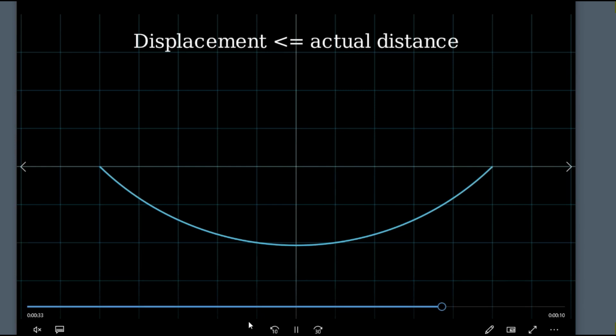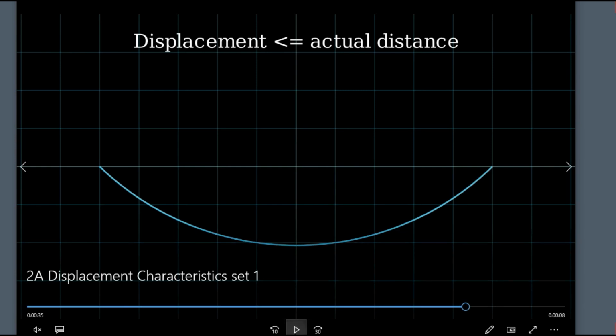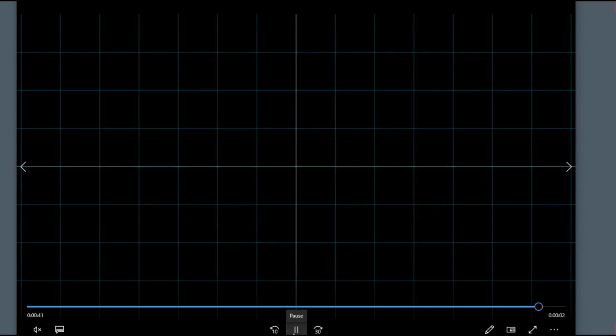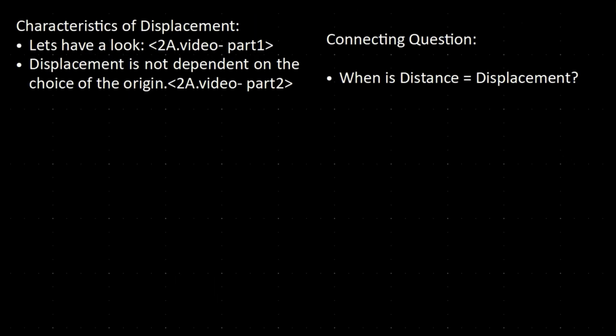Yes, displacement is always either lesser than or equal to the actual distance. If this blue line represents the distance the object traveled, then the displacement will be the green line. That's it. Okay, so we have displacement is not dependent on the choice of origin. I showed you that as well.